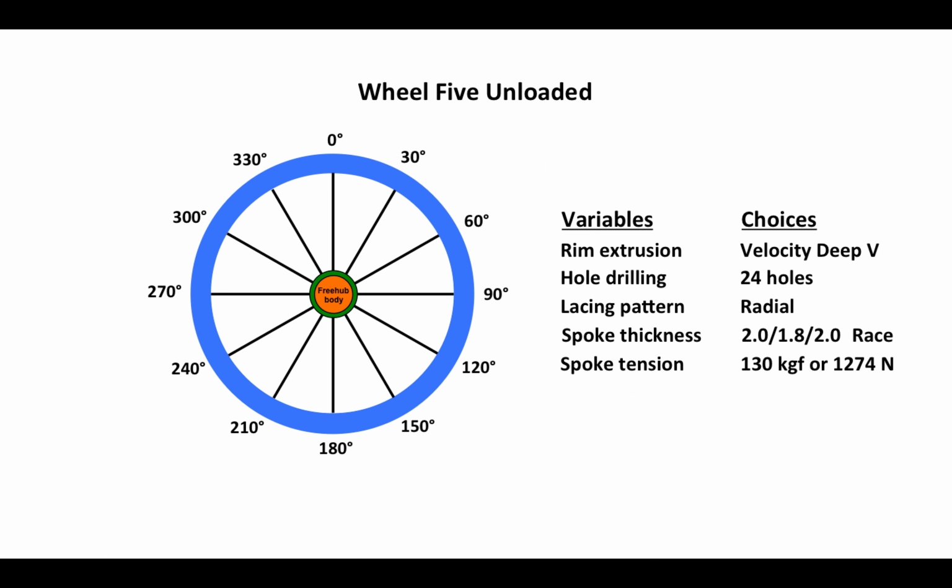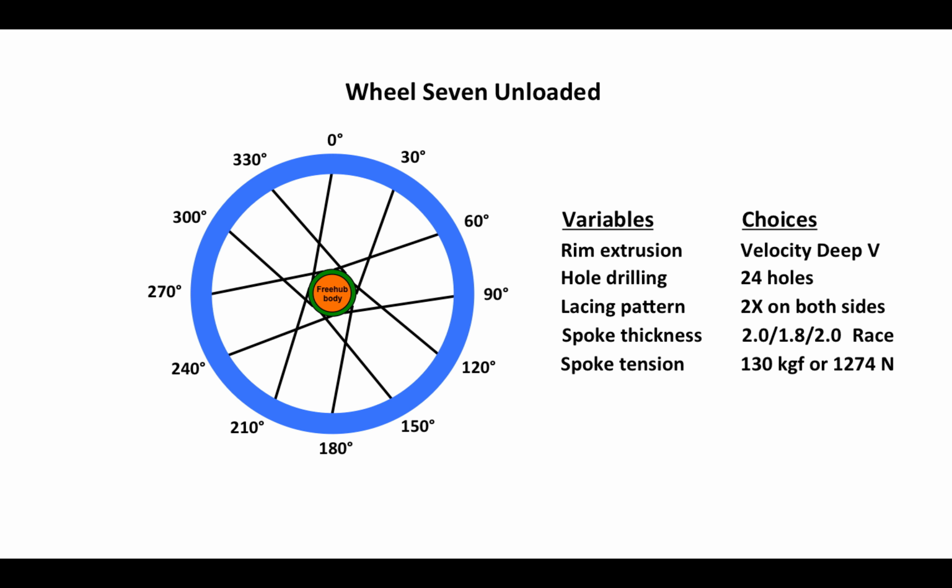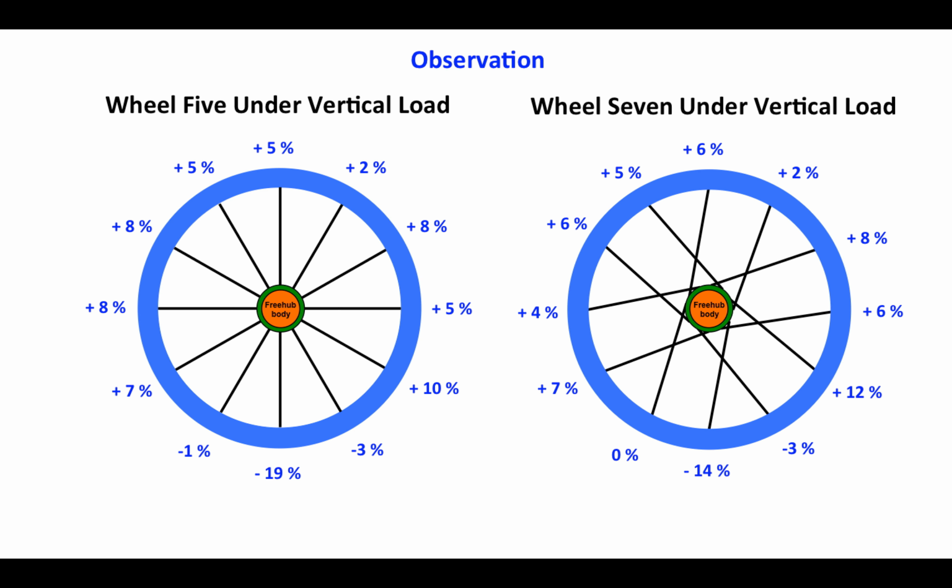Let's compare 2 other wheels. We'll start with wheel 5, which is a velocity deep V rim, 24 holes, radial lacing, race spokes, and nice high tension, and we'll compare that to wheel 7, which is exactly the same except we have a 2-cross pattern on both sides.